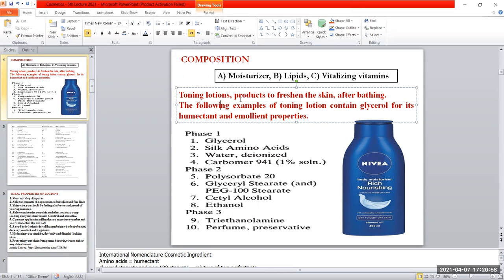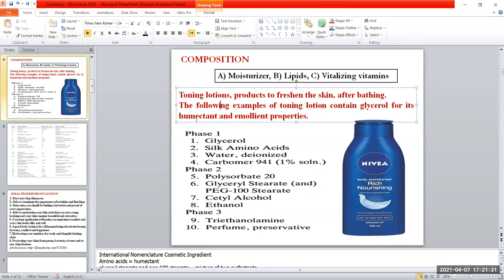So toning lotions are used to freshen the skin after bathing. After taking a shower you should apply the lotion on the whole of your body. We have an example in front of us for a lotion containing glycerol. Why do we use glycerol in this lotion type? Glycerol is a humectant. It absorbs moisture from the atmosphere, so it can keep or increase the internal moisture content of the skin. Also, it has emollient properties.